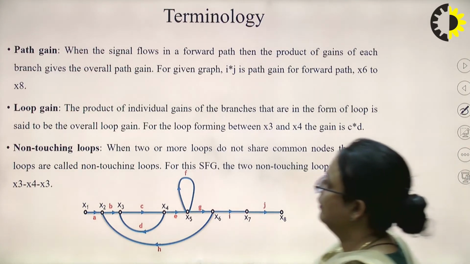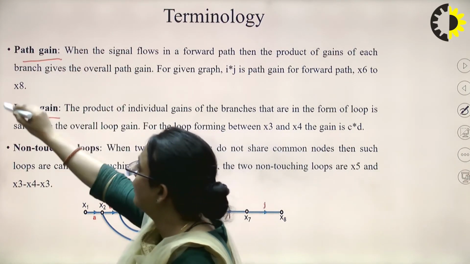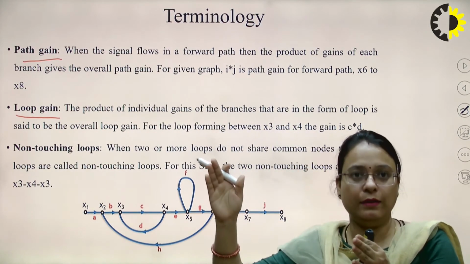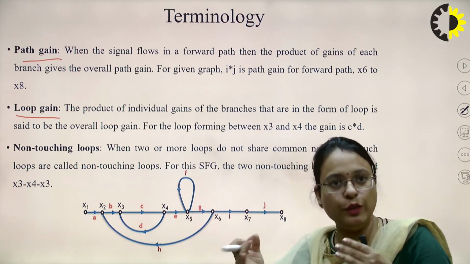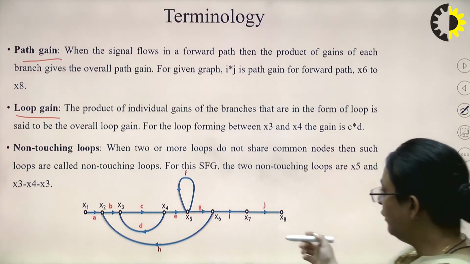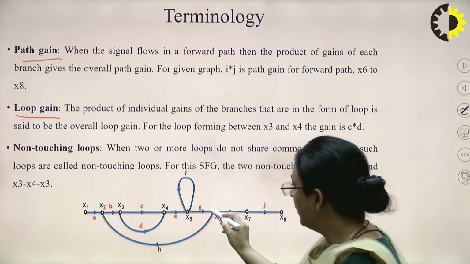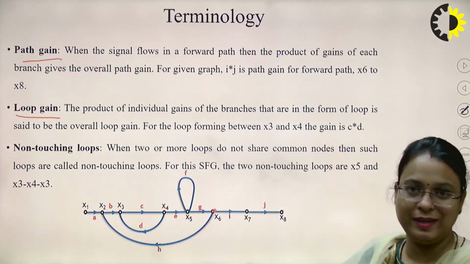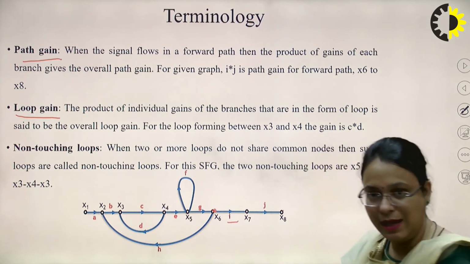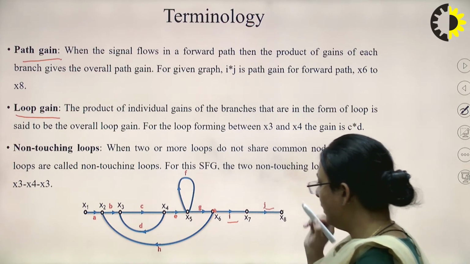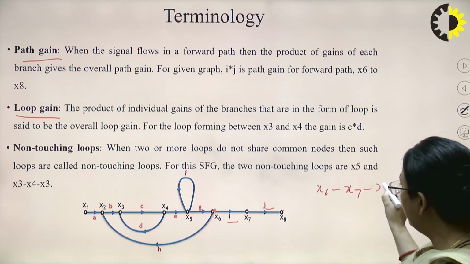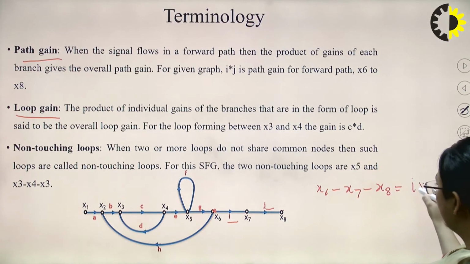Now, what is path gain and what is loop gain? When a signal flows in a forward path, the product of the gain of each branch gives the overall path gain. So here, if we talk about the path gain from node X6 to X8, then from X6 to X7 the gain is I, and from X7 to X8 the gain is J. So from node X6 to X8, the path gain will be I into J.